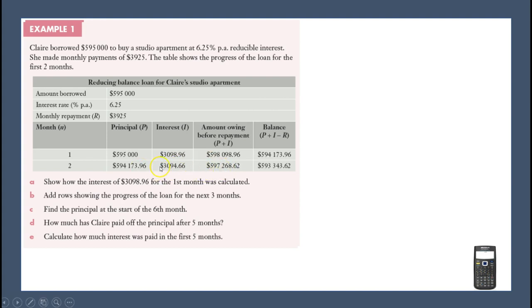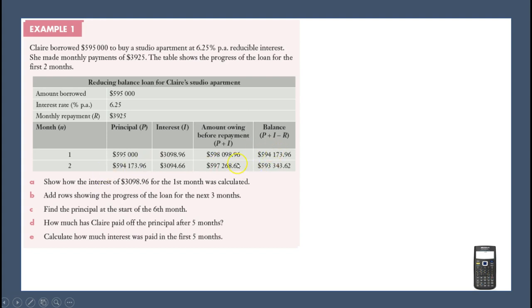So we have to add these two together to see how much she owes, but it's only like for an instant, because then she makes a payment of this $3,925 and the balance comes down to $593,000 now.